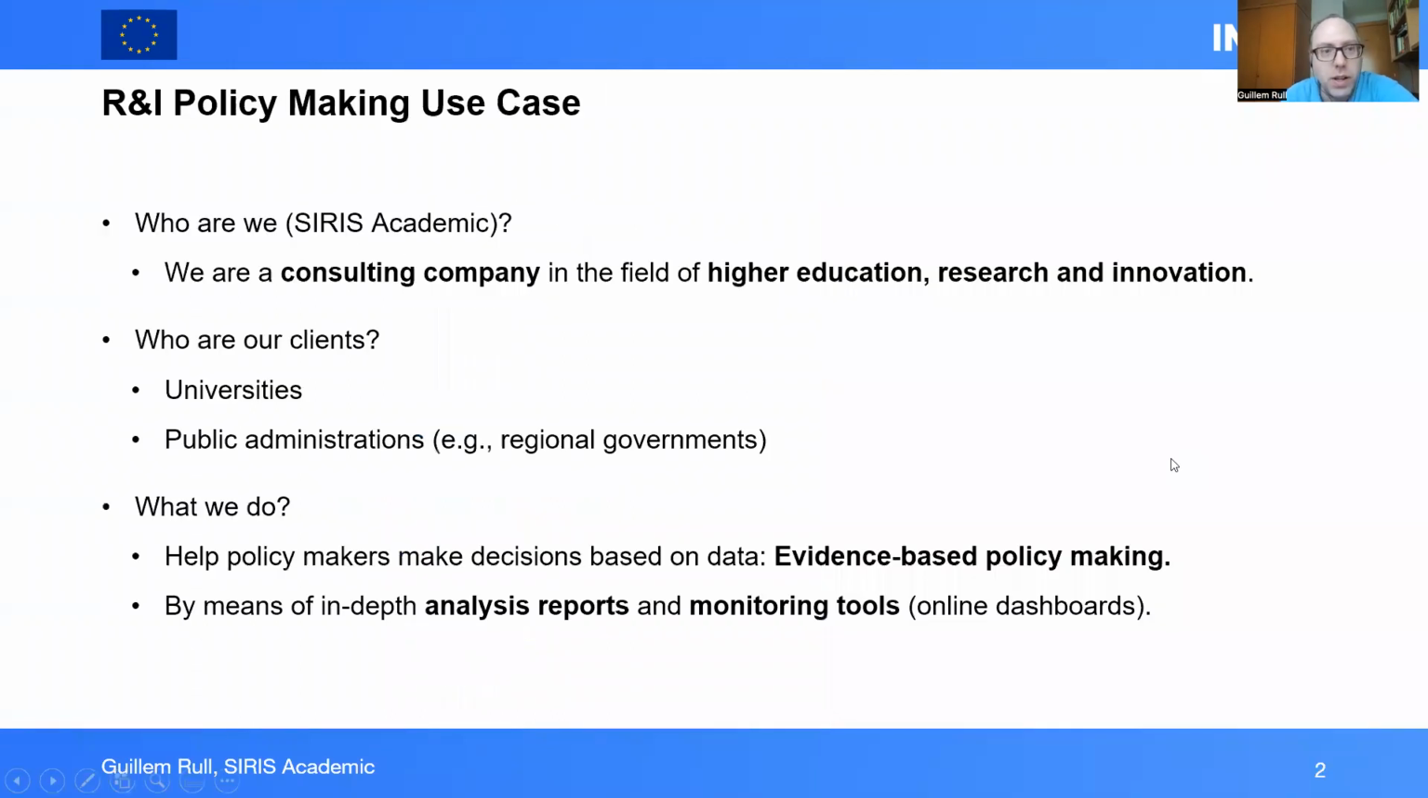So we at SIRIS Academics, we are a consulting company, and we work in the field of higher education, research, and innovation. So we work mainly with institutions that either do research and innovation or are higher education institutions, or institutions like public administrations that fund research and innovation or provide funding for the higher education institutions.